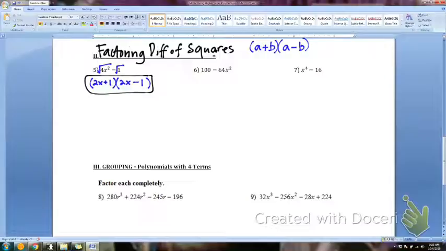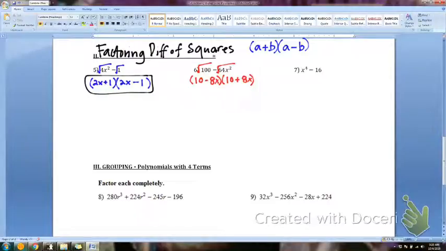Now on number 6, if we look and we say, okay, 100 is a perfect square and so is 64. So again, we're not going to change the order around, because if you change the order around, you're going to get an incorrect answer. So we know that the square root of 100 is 10. The square root of 64x squared is 8x and 8x. One's plus, one's minus. Does anyone see anything wrong with this or unfinished?